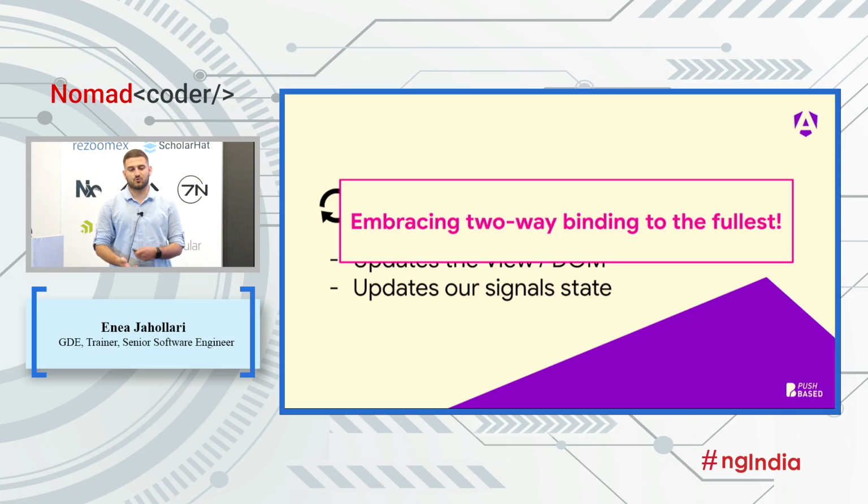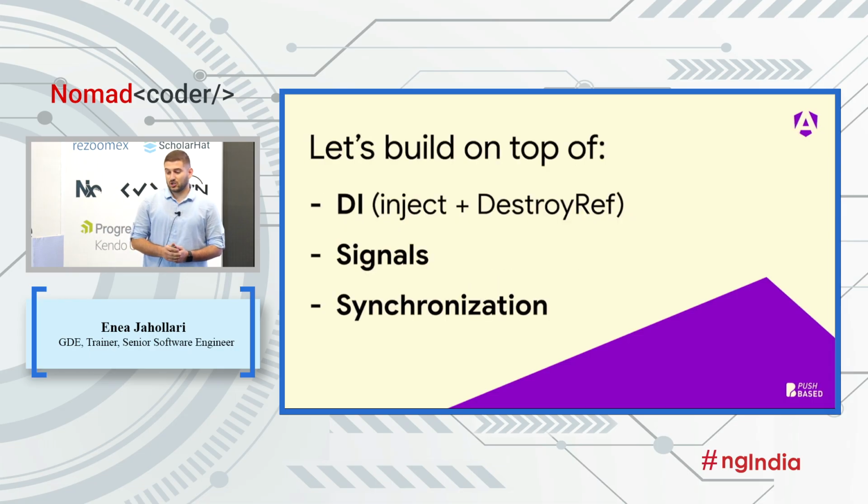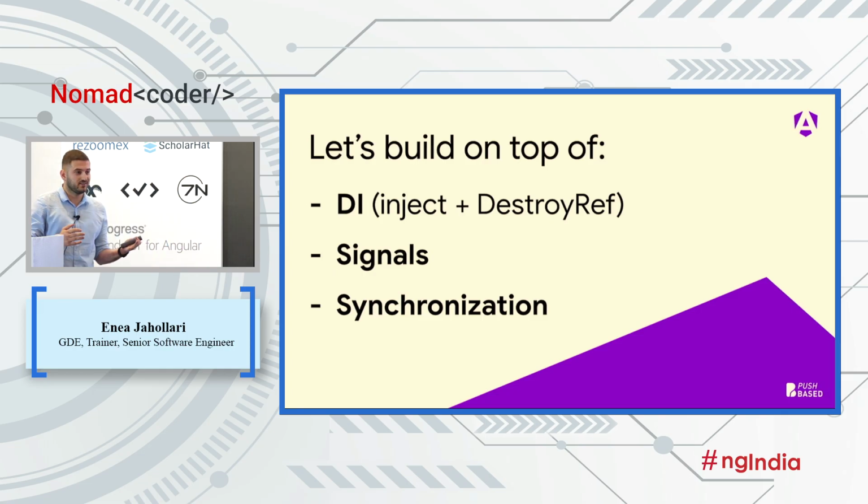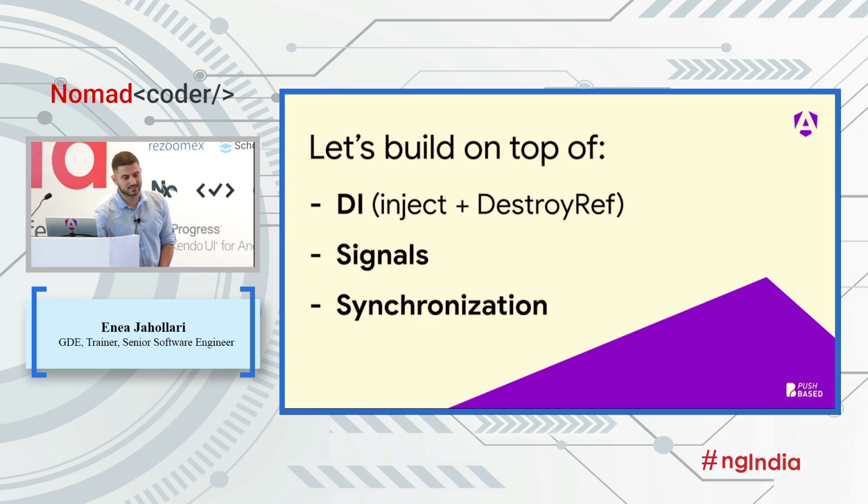That's embracing, of course, two-way binding to the fullest. So we don't have to think twice about using it. It's because the framework embraces it and has it in its core. So let's build on top of DI, signals, and synchronization mindset.